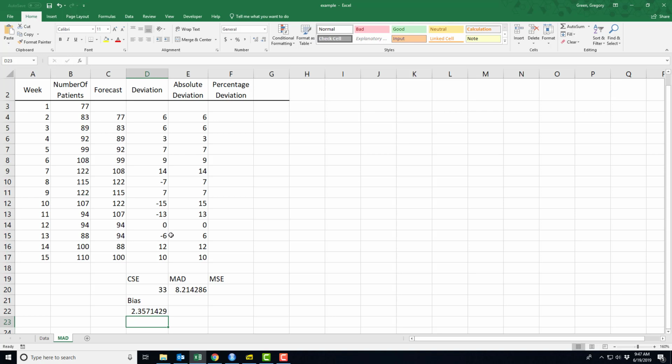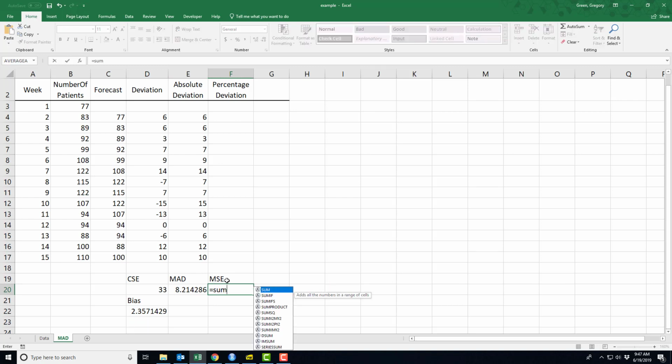Now the mean sum of squared errors, there's really nothing left to calculate here. What I want is the sum of the squares of the deviations.